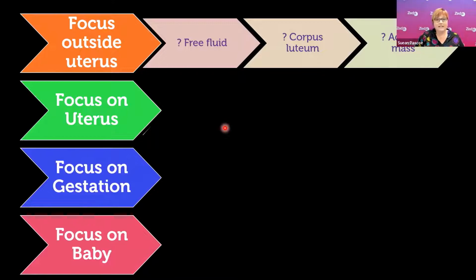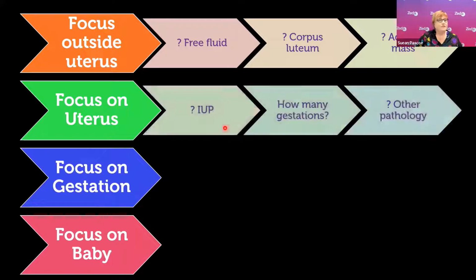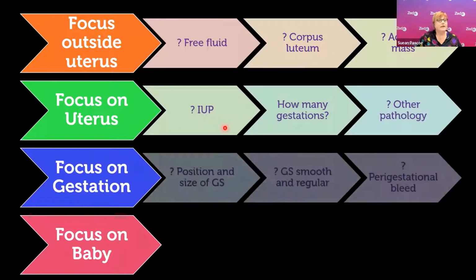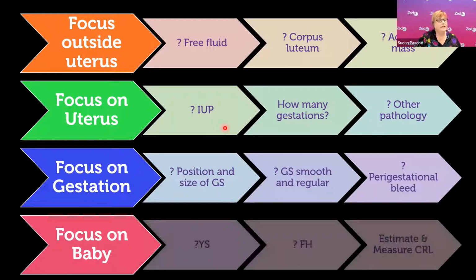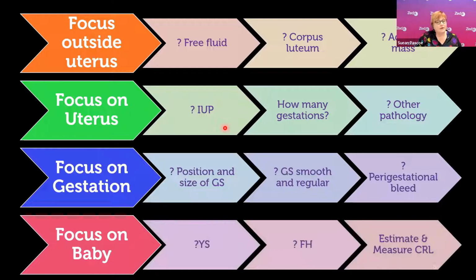And we're looking for adnexal masses. When we focus on the uterus, we're looking to see, can we see an intrauterine pregnancy? How many are there? Is there any other pathology? What's the position and the size of the gestation? And now we're focusing on that gestational sac. Is it smooth and regular? Can I see any perigestational bleed? And lastly, is there a yolk sac? Can I see the fetal heart, measure it, and then estimate the gestational age and measure the crown rump length?